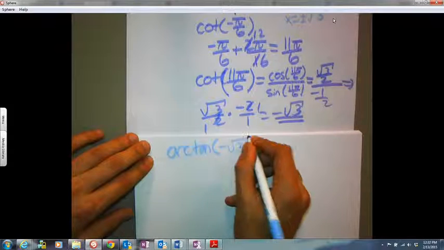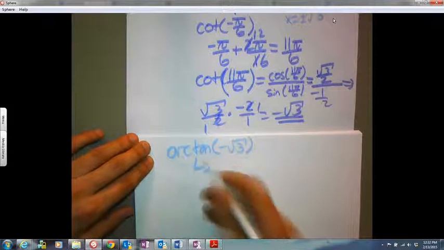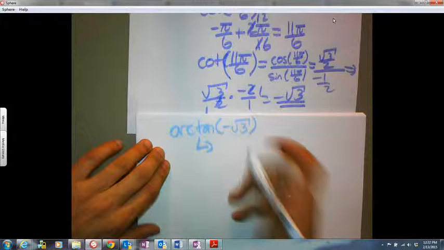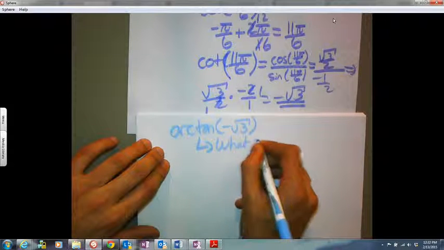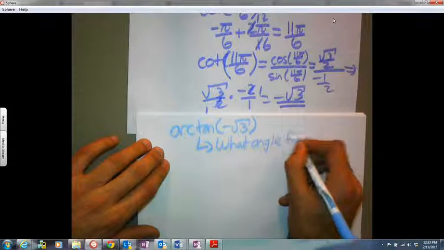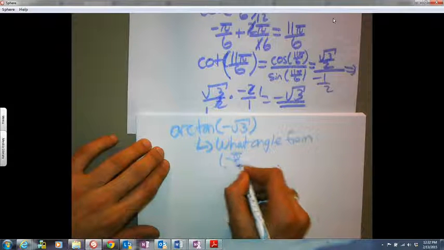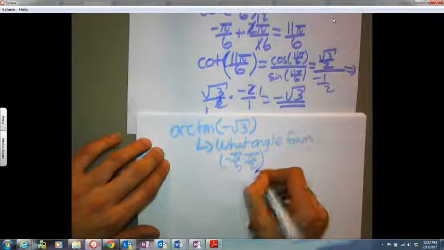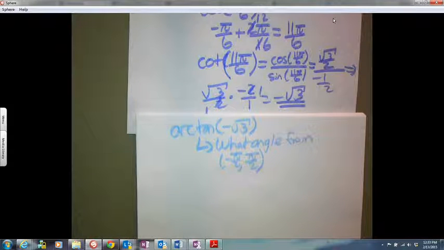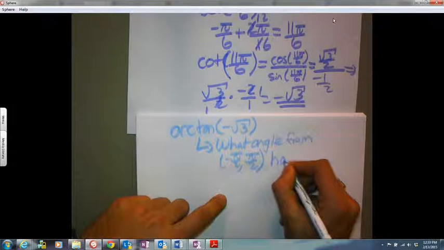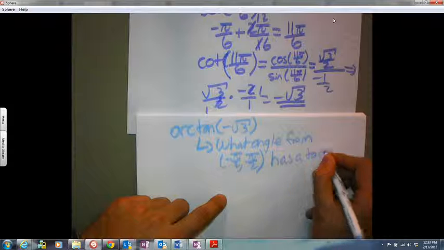Because remember, in words, this is saying what angle from negative pi over 2 to pi over 2. Remember the domain restriction for arctan and arcsine are negative pi over 2 to pi over 2. Domain restriction for cosine is 0 to pi. Has a tan of negative root 3.